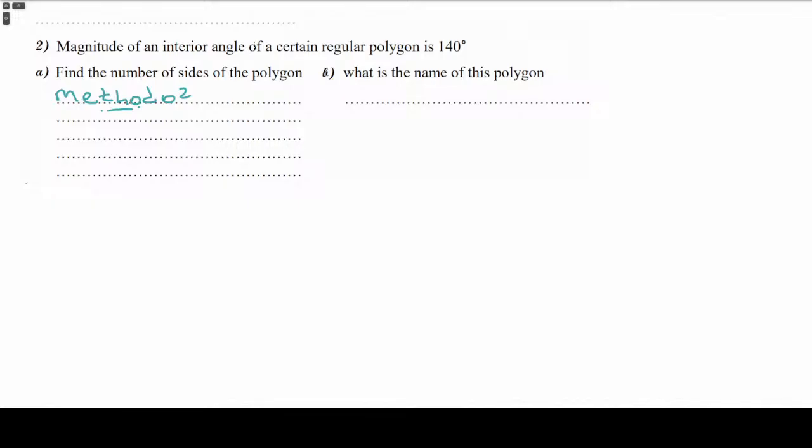Right. They have told us the magnitude of an interior angle of a certain regular polygon is 140 degrees. Okay, let me just draw. I can't draw the entire regular polygon because I don't know the number of sides, so I'll just draw 2 vertices of the polygon. So what are they saying? They're saying the interior angle is 140. This inside angle is 140.